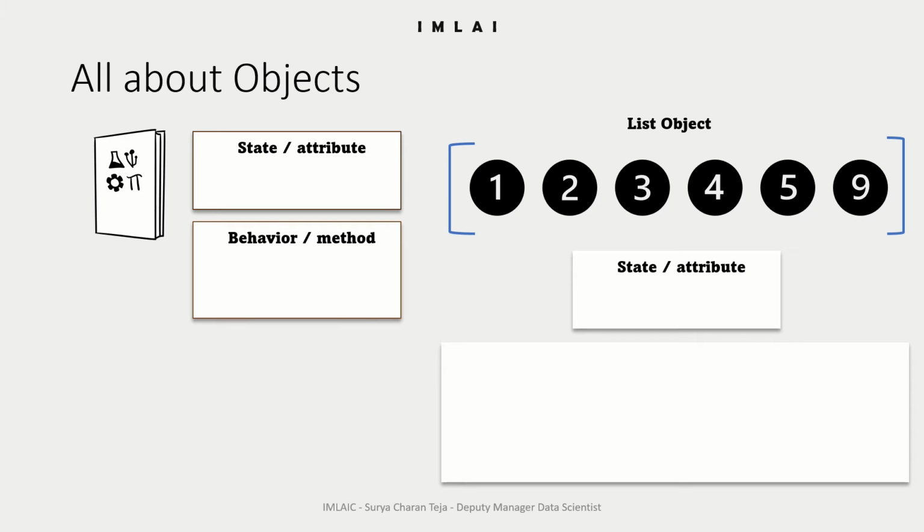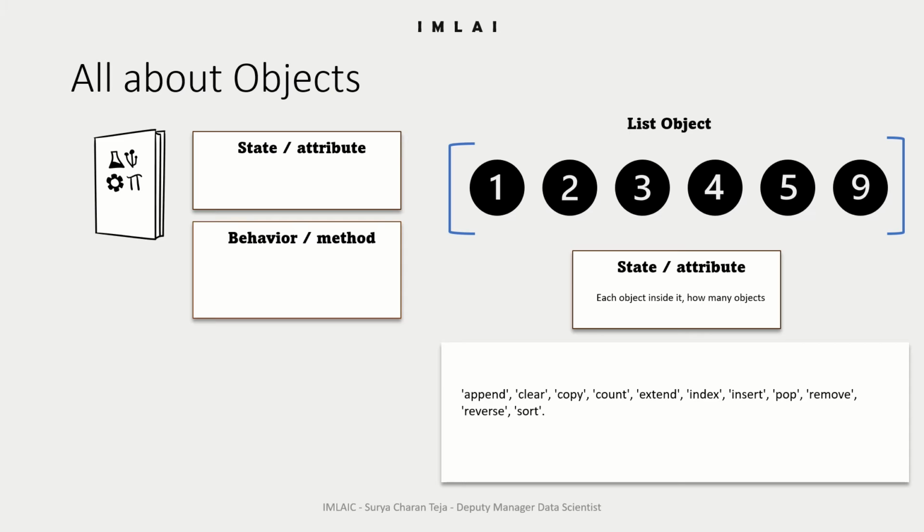So what are the attributes of that list? Whatever things you have entered inside the square brackets are known as attributes, and whatever you can do with these attributes are known as the methods. Those are append, clear, copy, count, extend, index, insert, pop, remove, reverse, sort. These are examples of methods of an object. In this way, everything in Python is an object. If you go a little deeper, it is a class.